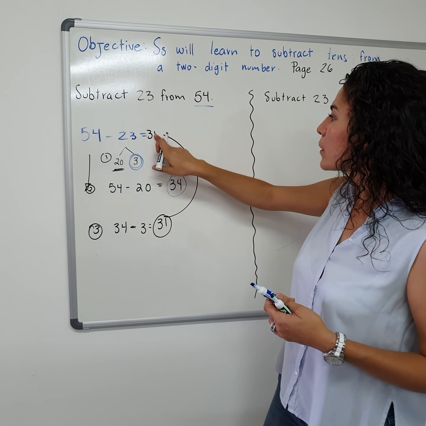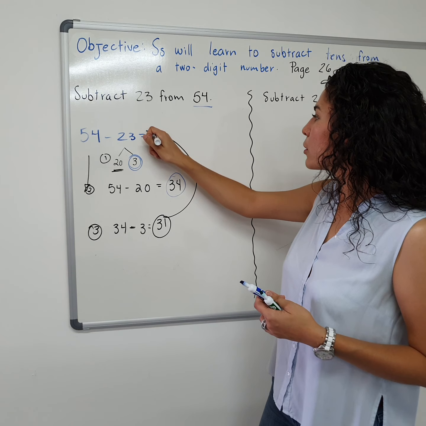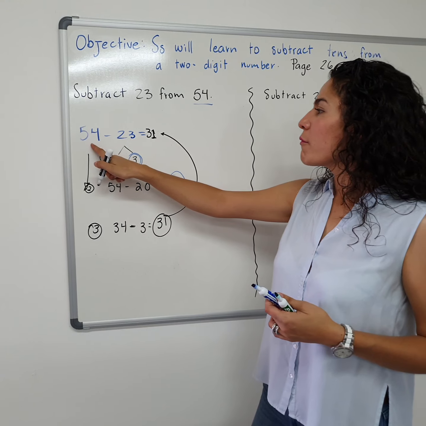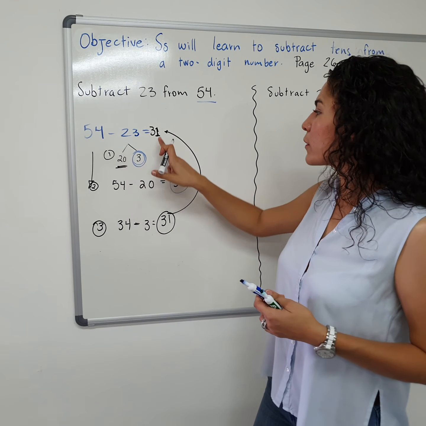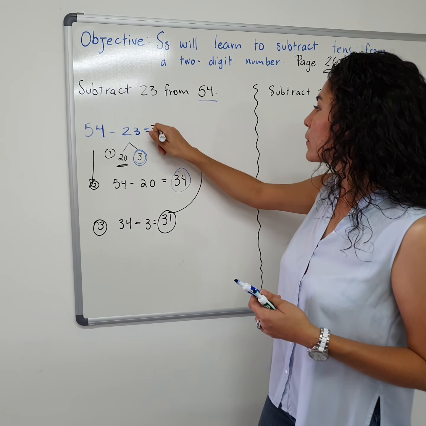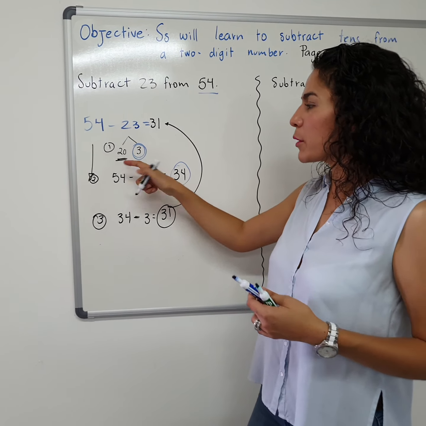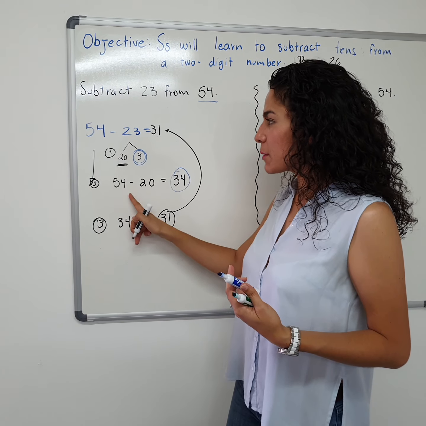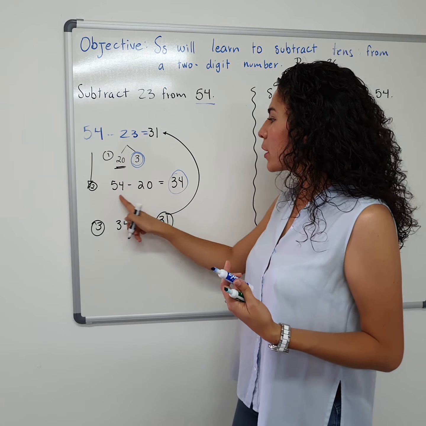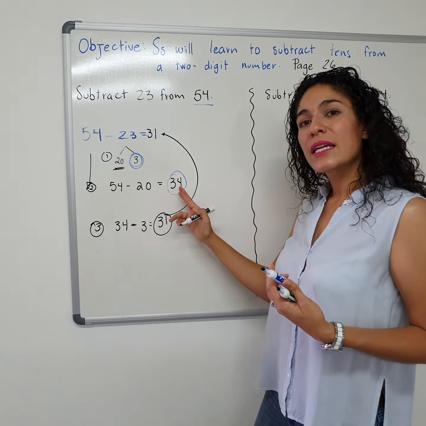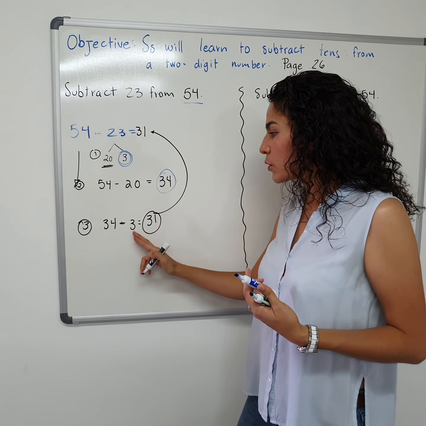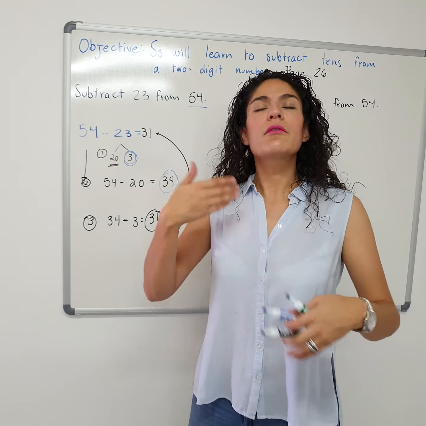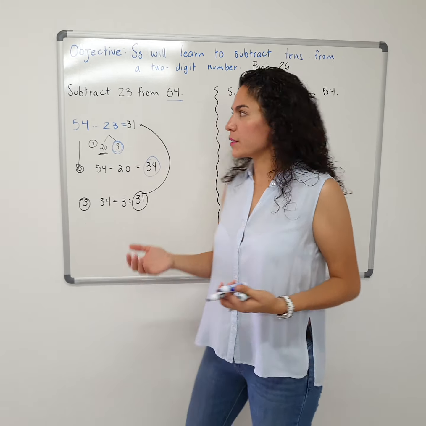Okay, oops, it's not very clear. Let me write my number 1 better. Okay. Yes, 54 minus 23 equals 31. Better. Step number 1, splitting up the second part, tens and ones. Step number 2, you take the first part and you take away the tens. To the result, you subtract again with the ones, okay? Kind of tricky, it requires a lot of practice.